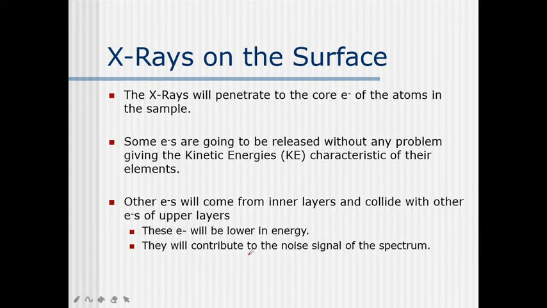The X-rays will penetrate the core electrons of the atoms in the sample. Some electrons are going to be released without any problem, giving the kinetic energy, that is a maroon color system, characteristic of their particular elements. The other electrons will come from the inner layers and they collide with other electrons of the upper layer. These electrons will be having very low energy. They will contribute to the noise.